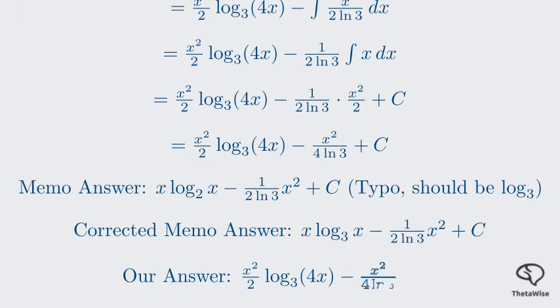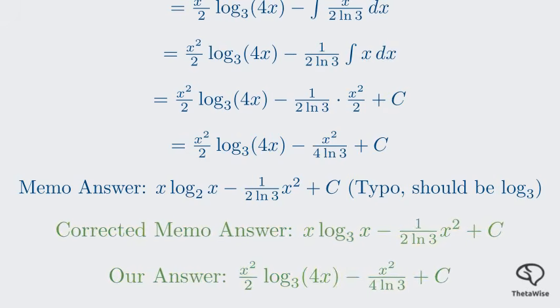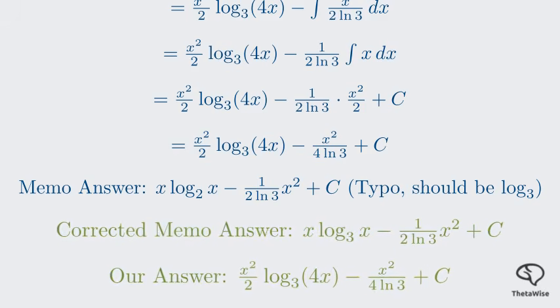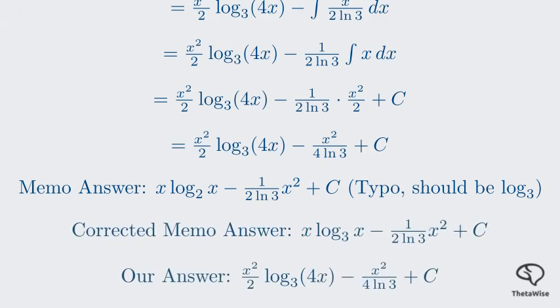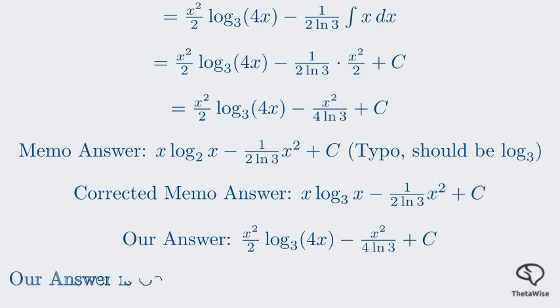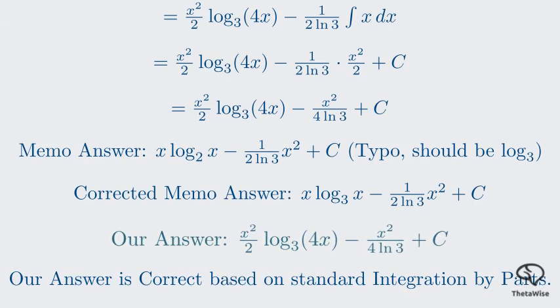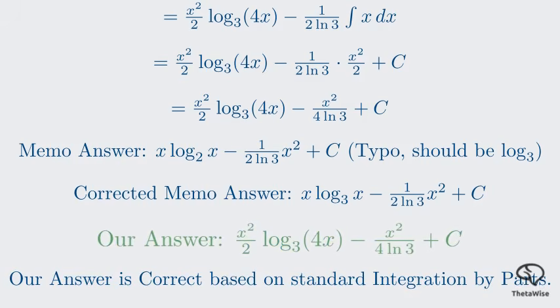Let's carefully compare. Our answer is x squared over 2 log base 3 of 4x. The memo has x log base 3 of x. This suggests the memo may have chosen u and dv differently, or made a simplification using logarithm properties. However, using LIATE is the standard, most reliable way to choose u, and our differentiation and integration steps are correct.